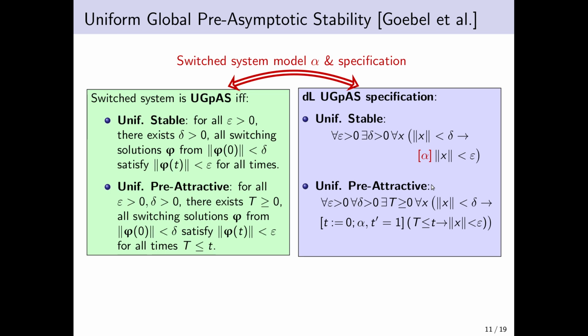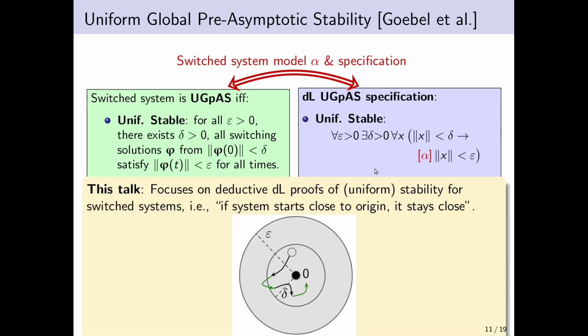Now, the specification that we're going to be interested in for this work is stability, and specifically uniform global pre-asymptotic stability. For this talk, I'm going to just focus on the uniform stability part of this specification. Intuitively speaking, stability means that if the system starts close to the origin, it stays close to the origin. In the context of switch systems, what's important is that if the system starts close to the origin, then it stays close to the origin no matter which switching signal it follows.